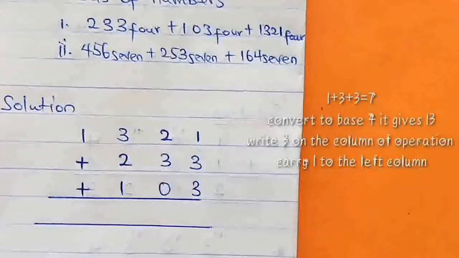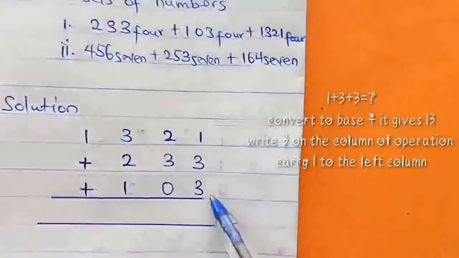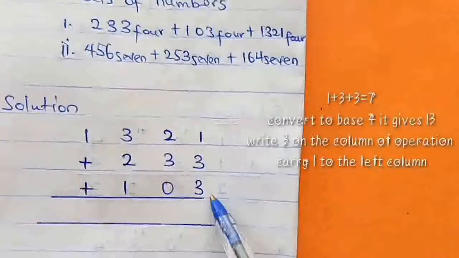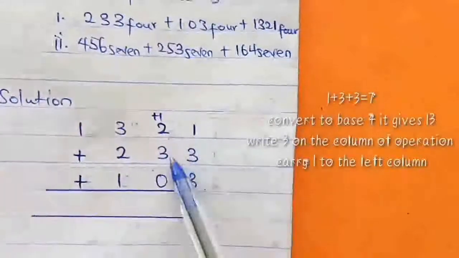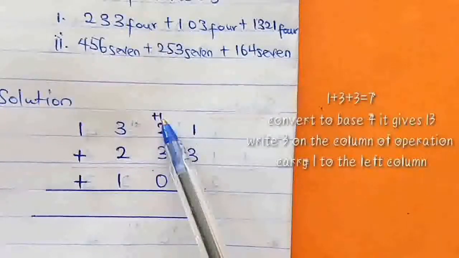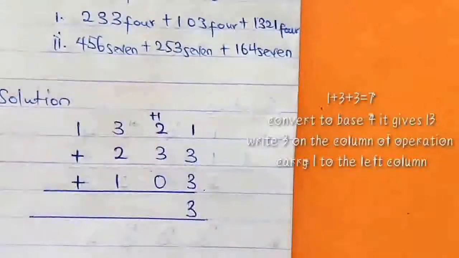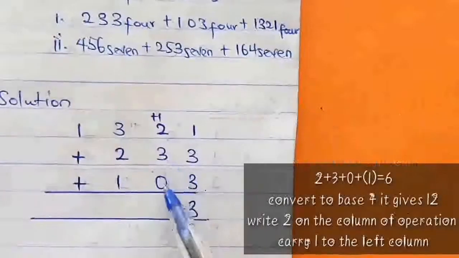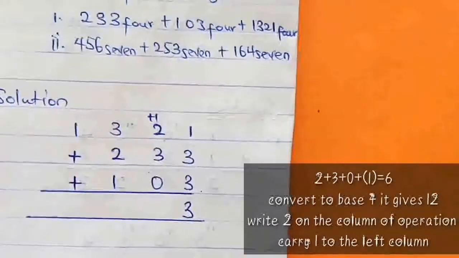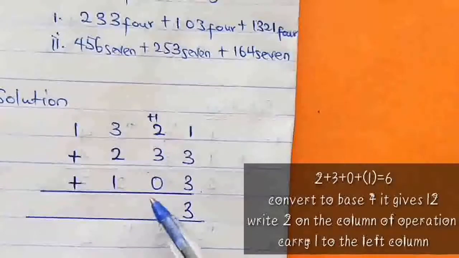Okay, this work is in base 4. Therefore, 1 plus 3 will give us 1, 3. Then write 3 and carry 1 to the other column. Sorry, 2 plus 3 plus 0 will give us 5. Plus this one will give us 6. If we convert it to base 4, it will give us 1, 2. Then write 2, carry 1 to this column.